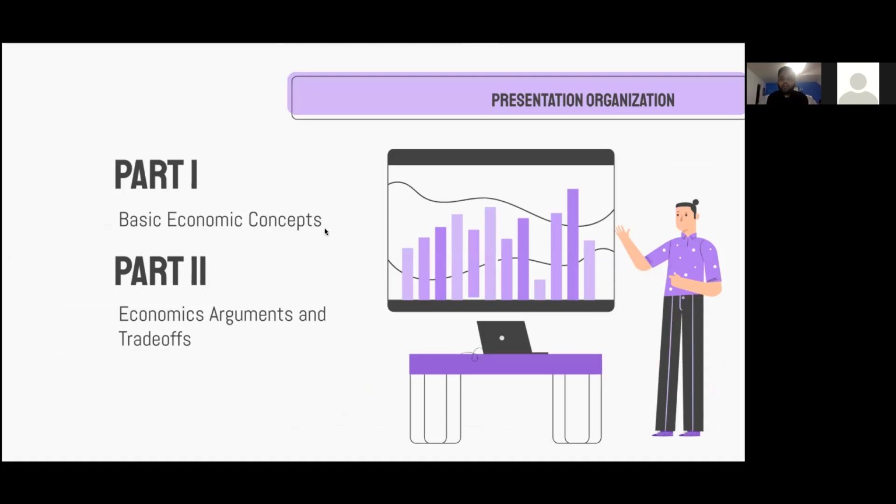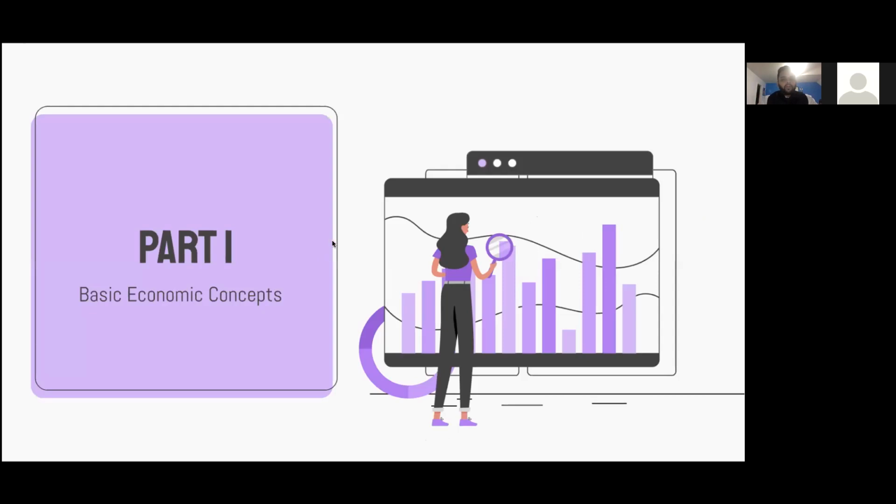So here's a general organization of today's seminar. Part one, we're going to cover some basic economic concepts, right? And then part two, we're going to be talking about economics arguments that tend to come up in debates, as well as trade-offs that are necessarily related to a lot of these economic debate rounds that we end up having. All right, part one, basic economic concepts.